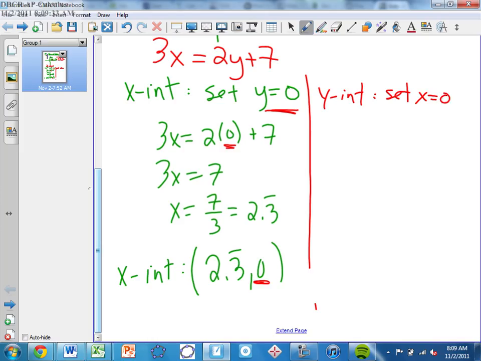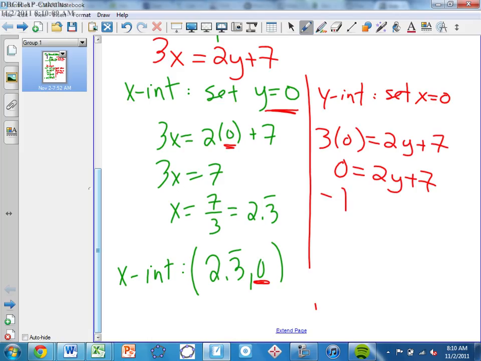So we have 3 times 0 equals 2y plus 7. Now here you're going to have 0 equals something, and that's fine. There's no problem with that. So we have 0 equals 2y plus 7. At this point, what can I do? Good, I can subtract 7, or I can actually subtract 2y. It doesn't matter. Traditionally, though, we subtract the constant, so I would move the 7 over. But you could move the 2y over, you'll get the same answer.